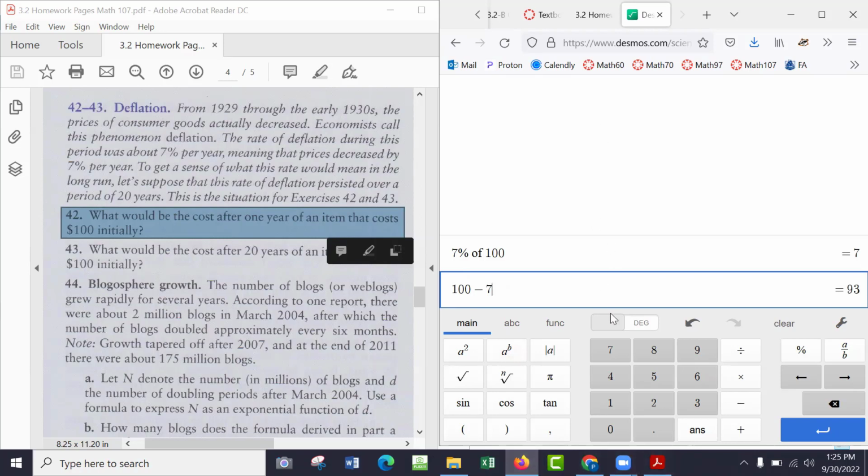But what I'd like everyone to learn is, how can you do that in one go? How can you do it with one calculation? What I'm asking is, there is a way to do this, to go 100 times something to get 93. And what is that number? What about 100 times what would give me 93? 0.93, right? Does that make sense?